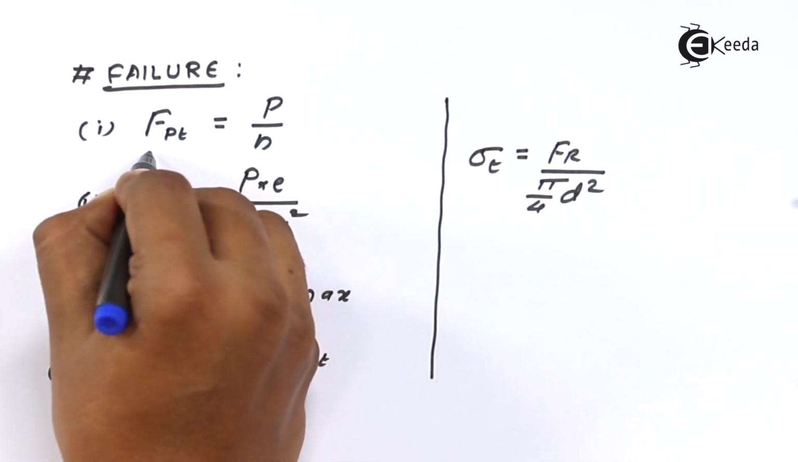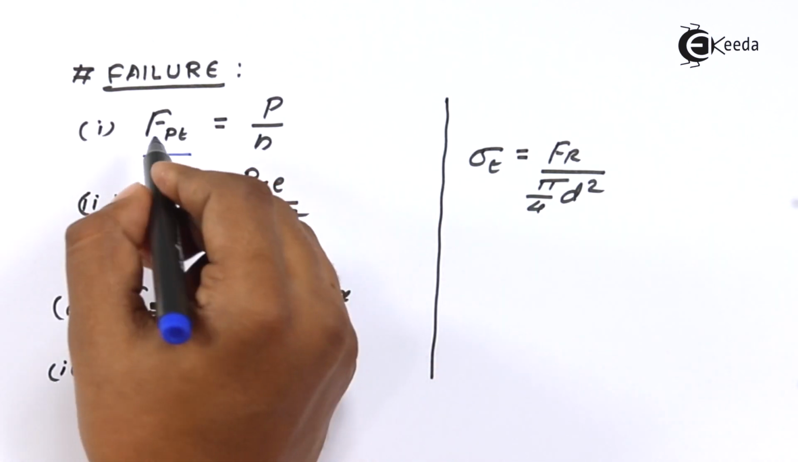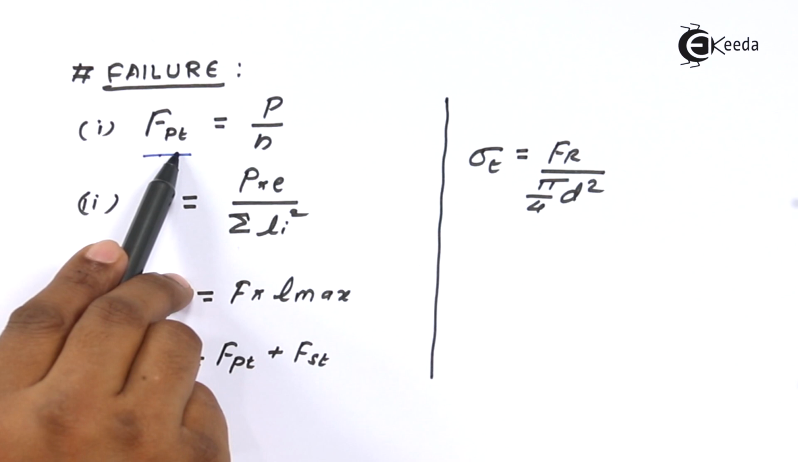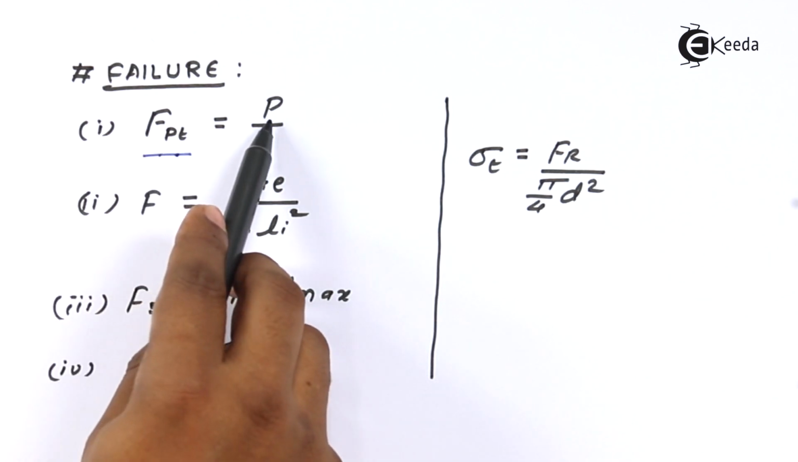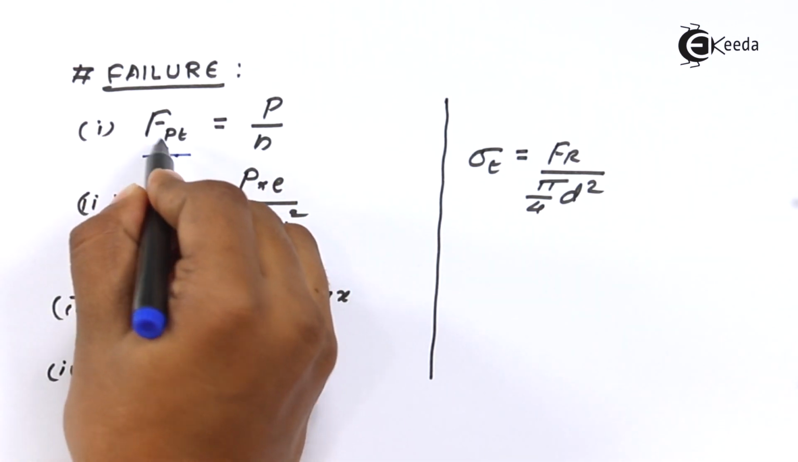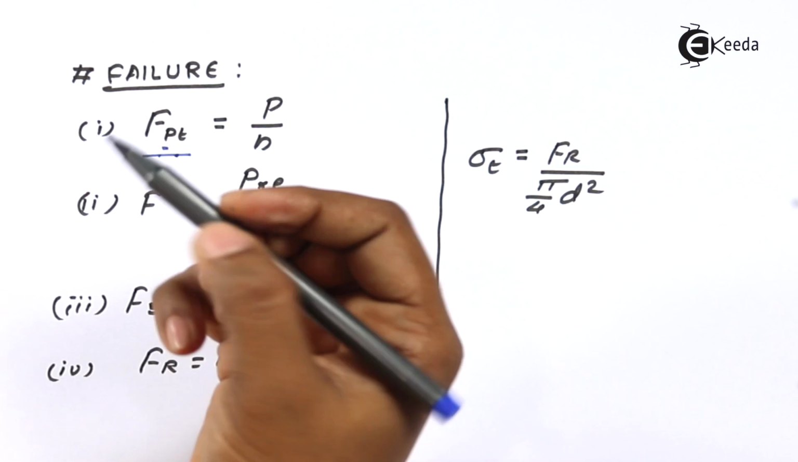Let's look at the failure quickly. Now there are 2 ways failure will happen. Failure will happen because of primary tensile force that is acting, and that will be simply P divided by N, because this force, since it is acting in the same direction as that of bolts, the actual force will be divided into 4 parts, and that's why it is called primary force.